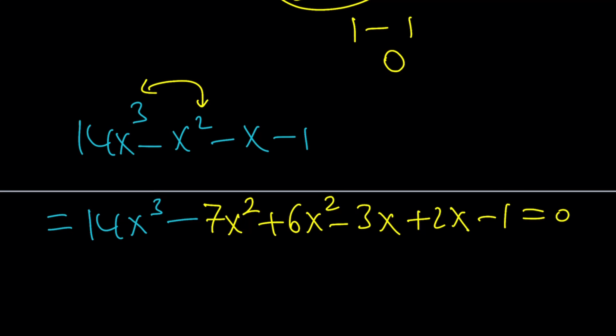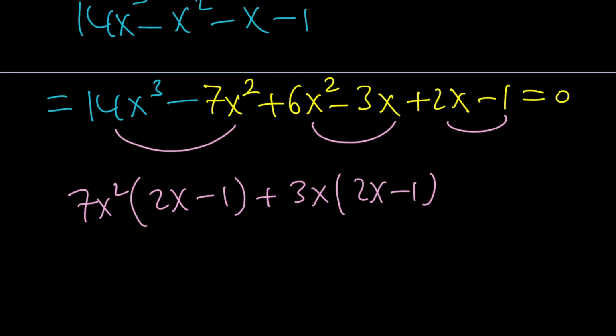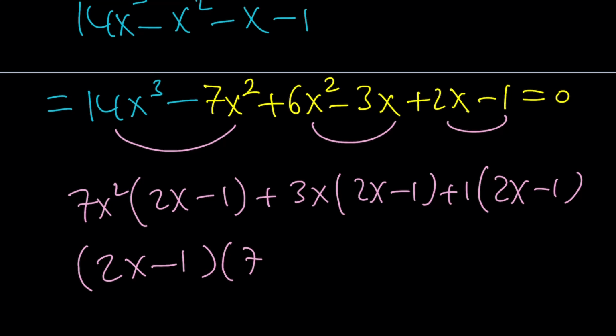You see how I'm manipulating the expression? This is the same thing as long division or synthetic, but it's much faster, in my opinion. Anyway, so 7x squared, 2x minus 1. Take out 3x, 2x minus 1. And take out 1, 2x minus 1. And this is just awesome because this gives us a linear factor and a quadratic factor.